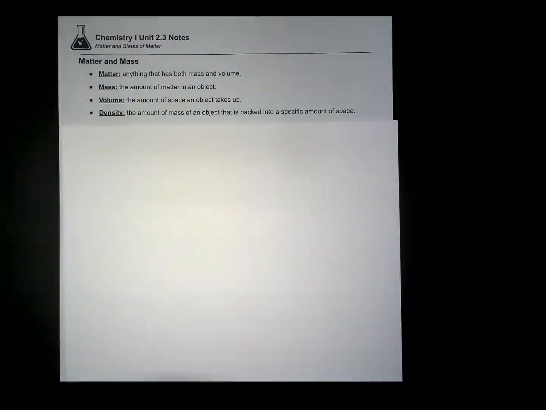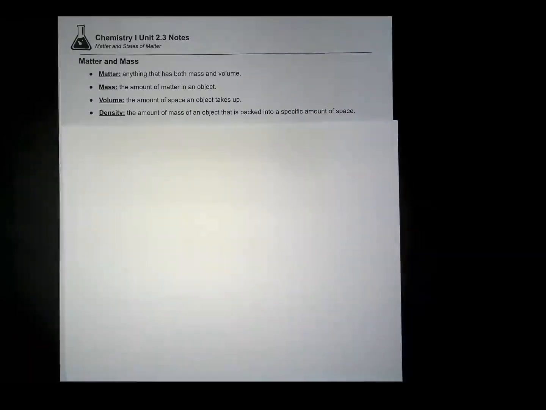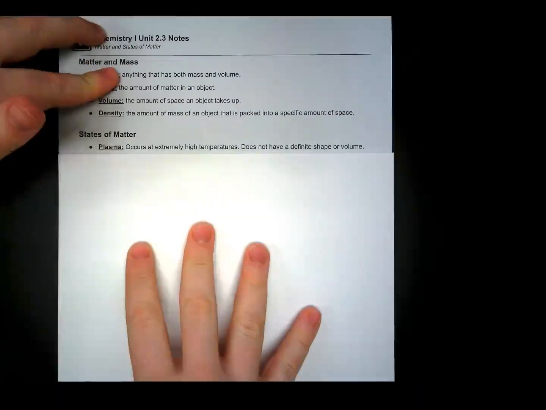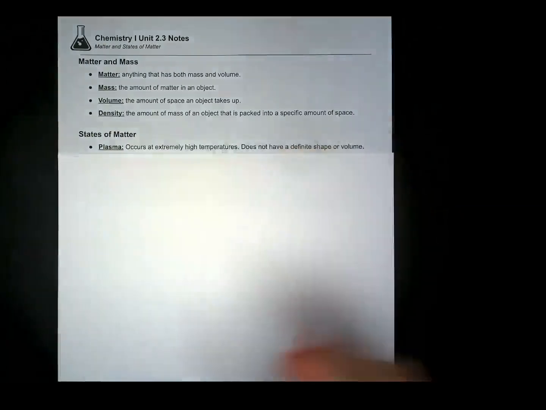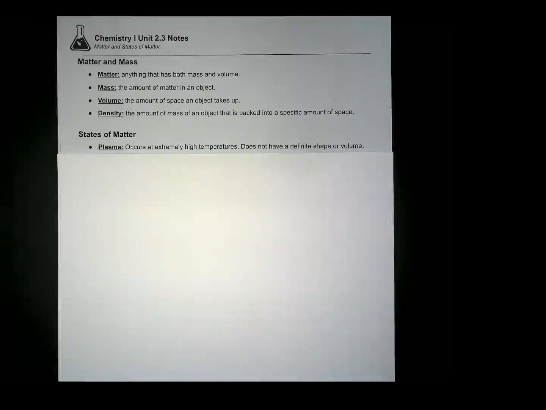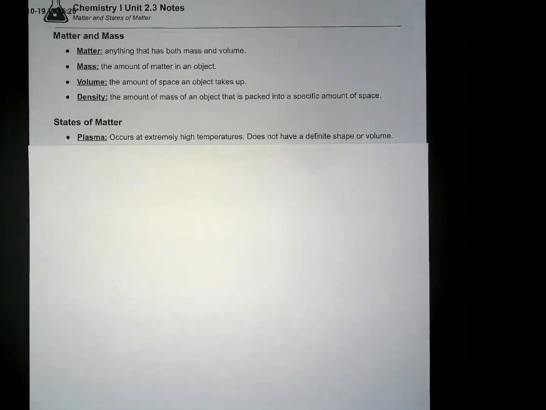How much stuff can you fit into a particular amount of space? Or at least how much stuff is there in a particular amount of space. And that's density, okay? Now, of course, again, we would normally go into density, but it's just something you need to know by definition, not so much in practice.